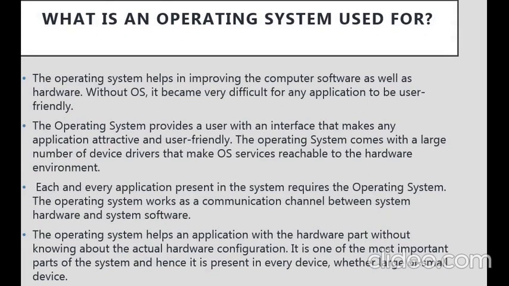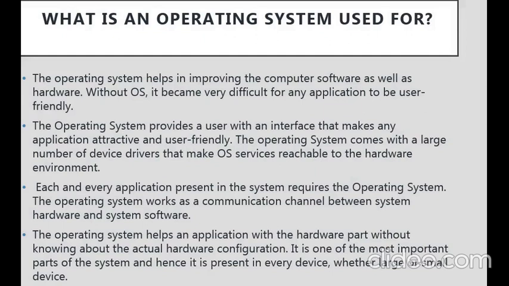What is an operating system used for? The operating system helps in improving the computer software as well as hardware. Without operating system, it may be very difficult for any application to be user friendly.